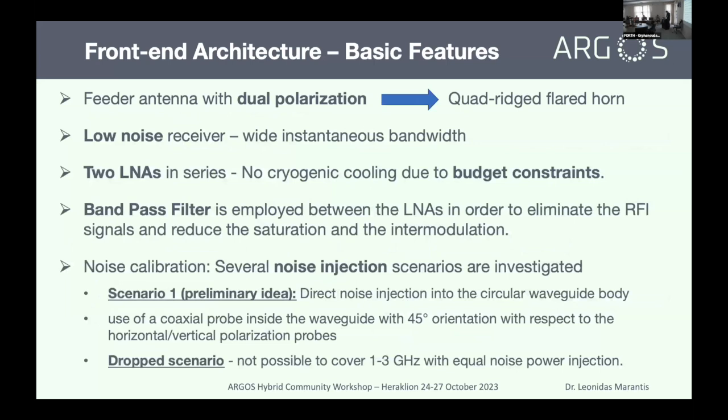Some basic features first. About the architecture, of course, we are talking about a feeder antenna with two polarizations, linear polarization, horizontal and vertical. And we are going to achieve that using a quad-ridged flared horn antenna. We want to achieve, of course, a low-noise receiver with a wide instantaneous bandwidth.